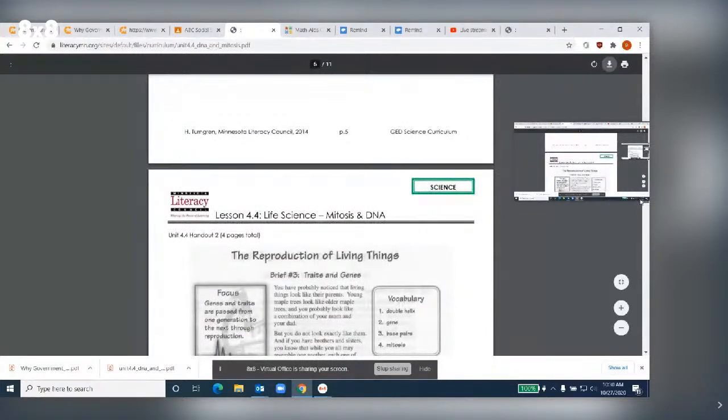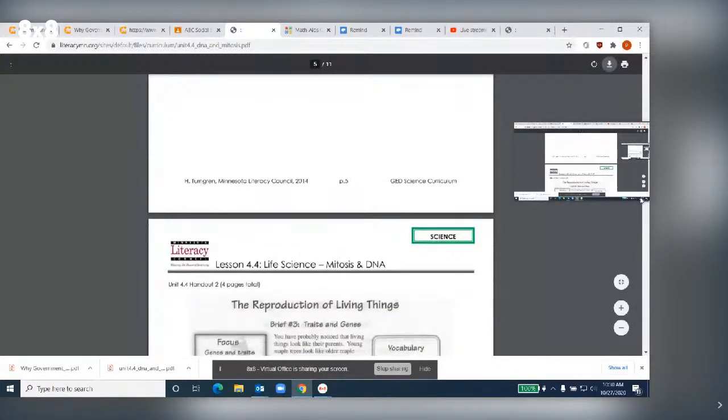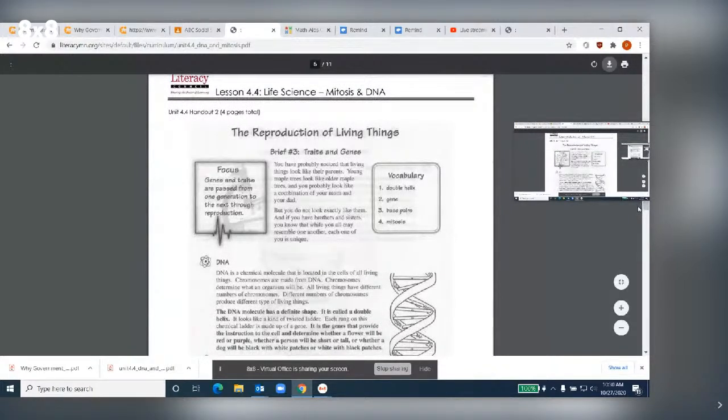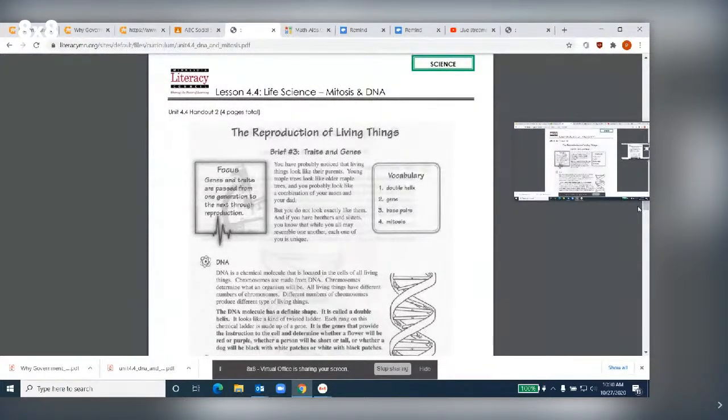It'll just give you a little introduction to what we're going to cover here today. So we've been doing life science, and we're going to focus on traits and genes today. It says genes and traits are passed from one generation to the next through reproduction. And the vocabulary over here are double helix, gene, base pairs, and mitosis.